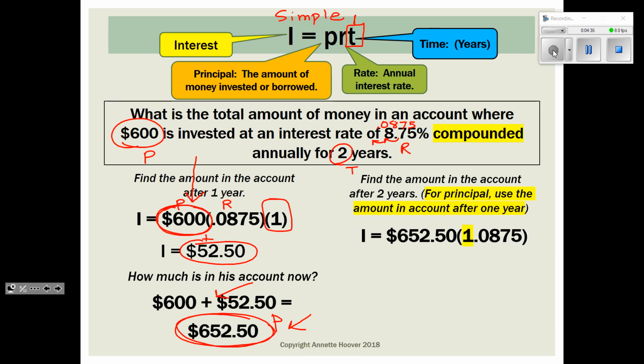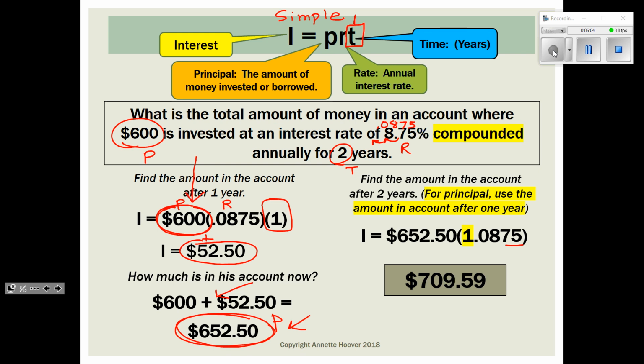Now when I multiply that together, it's going to tell me that I now have in my account $709.59. Had I not put the 1 in front of it, I would have multiplied this number times this number. I would have got the amount of interest, and then I would have added that amount of interest to the $652.50 and got this number. But I eliminated that step by simply putting a 1 in front of the decimal.